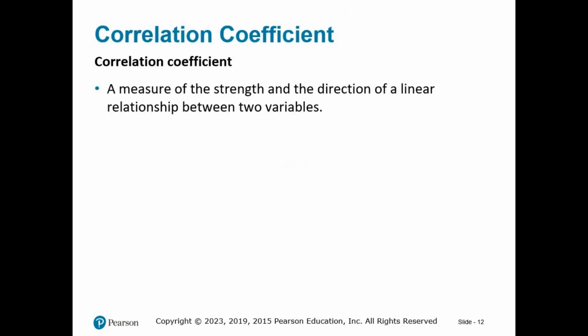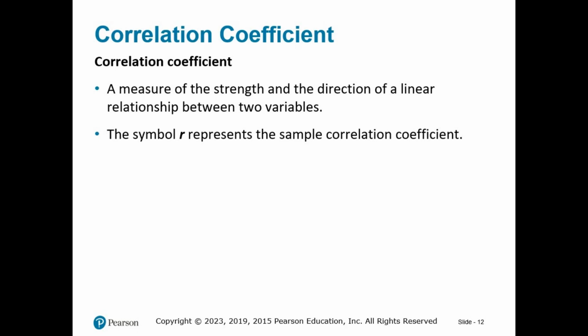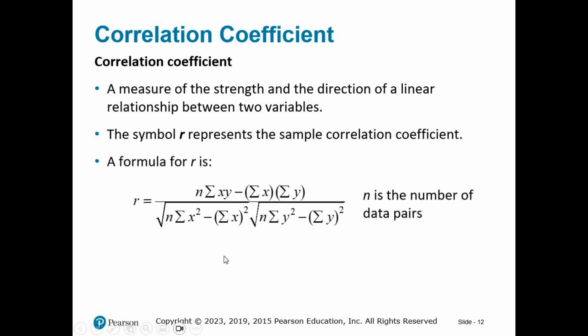A correlation coefficient is a measure of the strength and the direction of a linear relationship between two variables. The symbol lowercase r represents the sample correlation coefficient. The formula for r looks a little hairy. It is the ratio of n times the sum of xy minus the sum of x's times the sum of y's divided by the product of two radical expressions. Yes, that looks very scary.